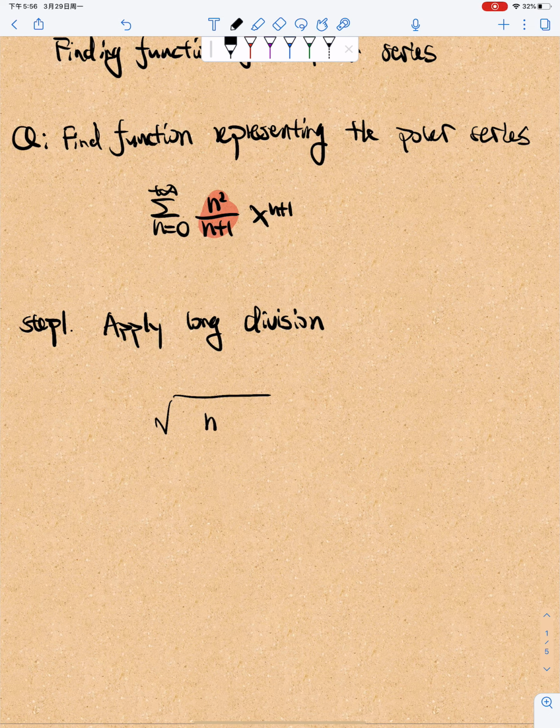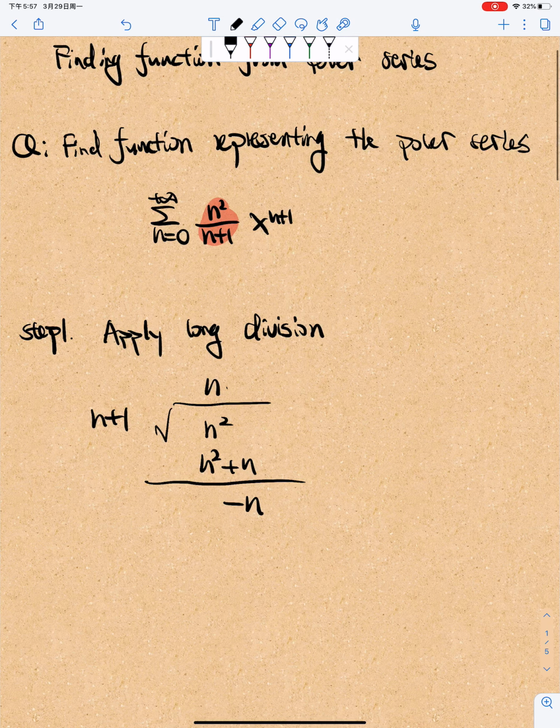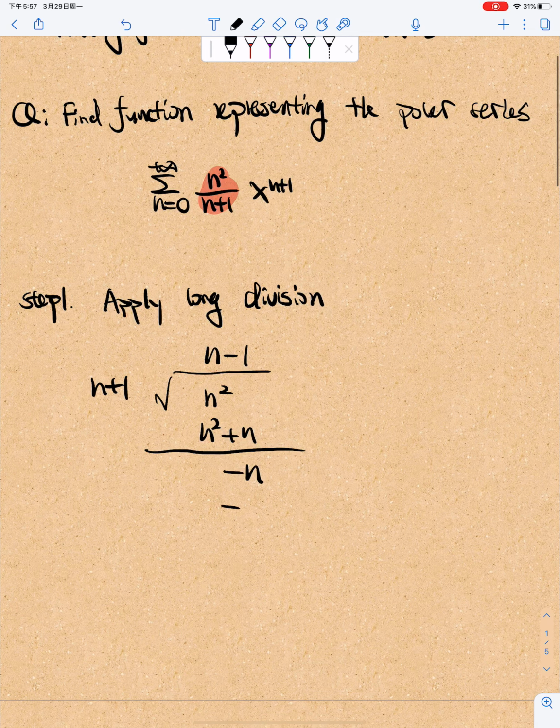I have n squared over n plus 1. The first term on top is n. I have n squared plus n. The difference is minus n. Therefore, the second term on top is minus 1. We get minus n minus 1, and the difference is plus 1.